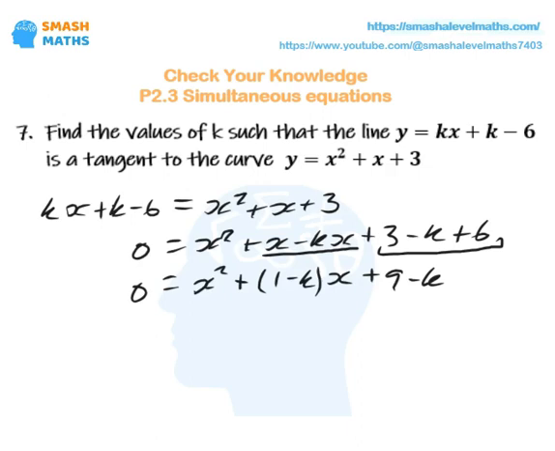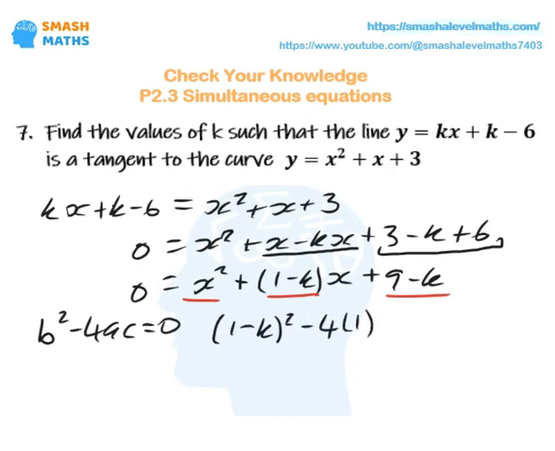If that's going to happen, then we know for this quadratic that b squared minus 4ac, the discriminant, has got to be equal to 0. So let's have a look at what our discriminant is. There's a, which is going to be 1. There's our b, which is going to be 1 minus k. And there's c, which is going to be 9 minus k. So for b squared minus 4ac, we've got 1 minus k all squared minus 4 times a times c, and we know that has to be equal to 0.